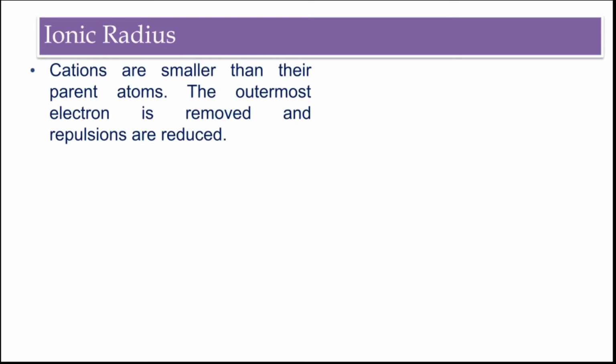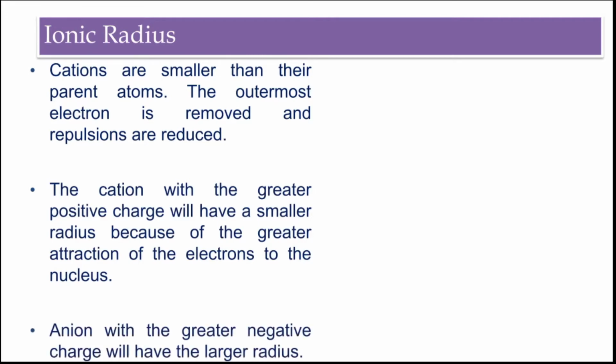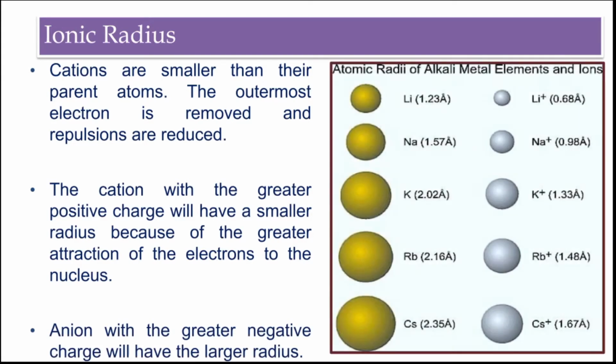Cations are smaller than their parent atoms. The outermost electron is removed and repulsions are reduced. The cation with the greater positive charge will have a smaller radius because of the greater attraction of electrons to the nucleus. An anion with greater negative charge will have a larger radius. As you see in the figure here, comparing the neutral atom with the ions, you will find that cationic species have a smaller size as compared to the neutral atoms.